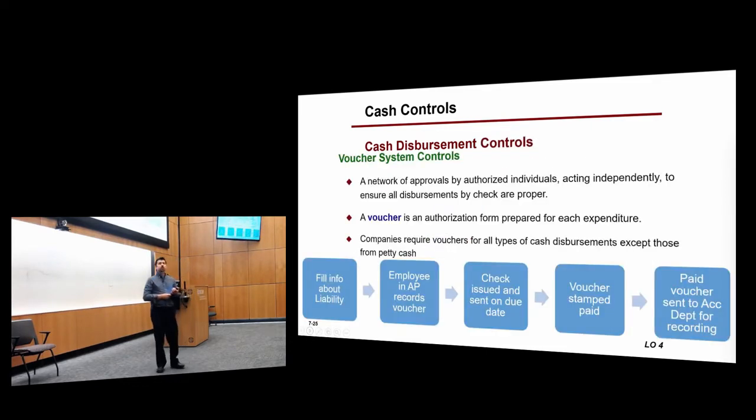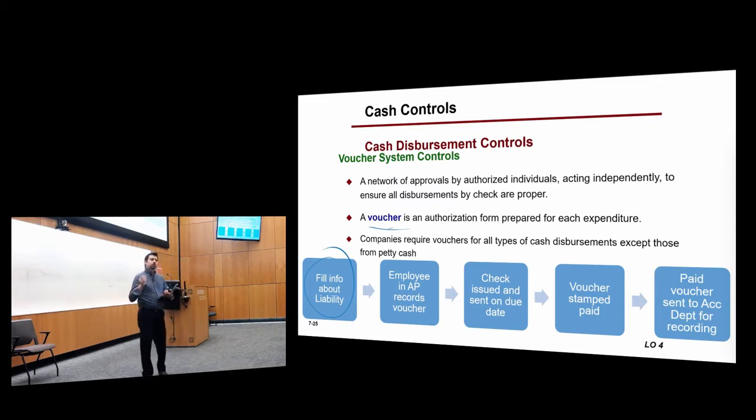So the cash disbursement, when the company is using the voucher system, this is like I mentioned, a series or a network of approvals. Okay? So it starts with the company, for example, with this voucher. First thing they do is they fill in the liability information. Remember, before they make the payment, they have a liability. They purchase something on account, right? You purchase something on account, that's accounts payable. That's a liability. This is where it all starts, right?